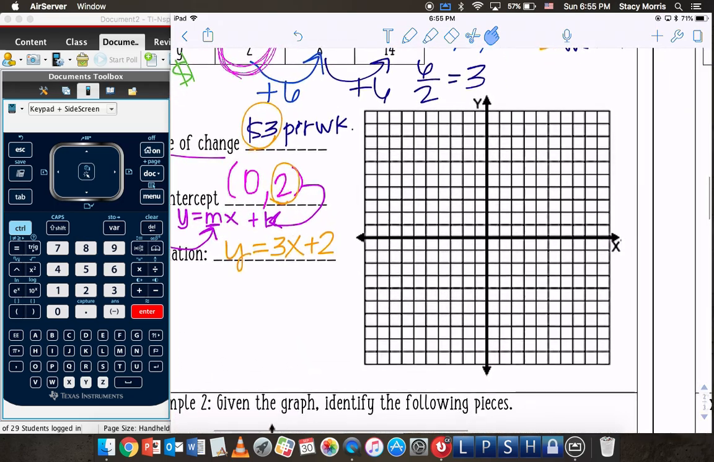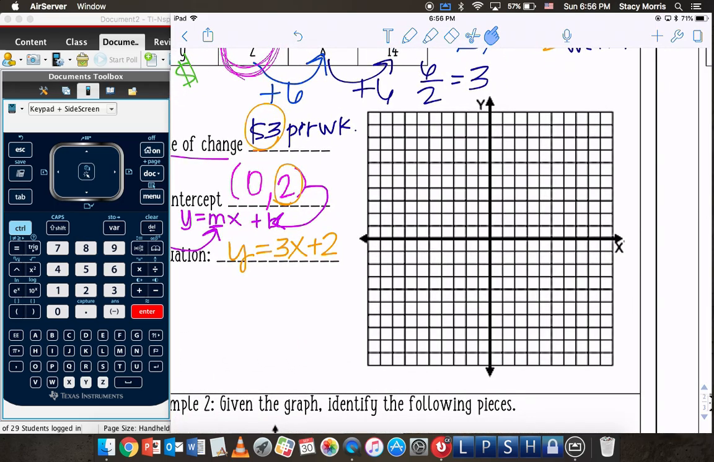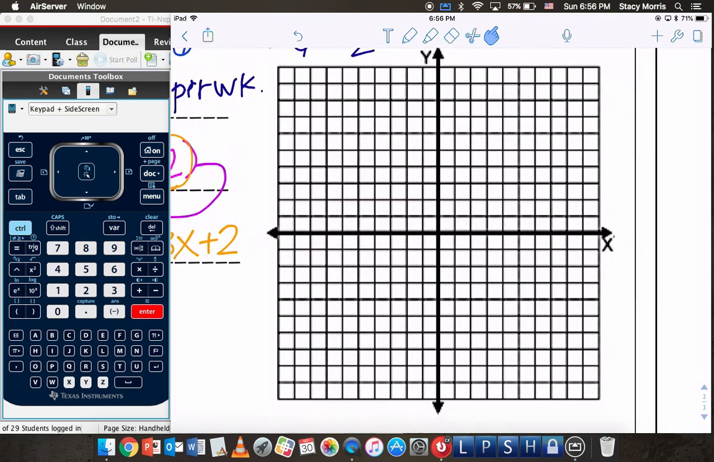We definitely should be able to graph this without a calculator, but I'm going to encourage you to please use your calculator to check your work. So y equals 3x plus 2. Without a calculator, what I know is my y-intercept is 0, 2. My b right here is 2. So on the graph, let me zoom in, that means I start at 0, 2 right here. I'm going to label it 0, 2.